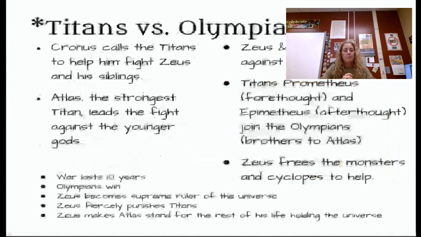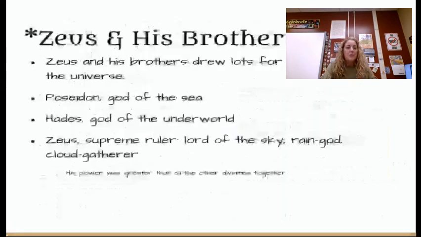So Zeus ends up becoming the supreme ruler of the universe, and he fiercely punishes the Titans. Zeus makes Atlas stand for the rest of his life, holding up the universe. So Zeus and his brothers draw lots for control of the universe. Zeus sits over them all, right? He is the supreme ruler, lord of the sky, rain god, cloud gatherer. His power is greater than everyone else's put together. And I guess it makes sense because he's the one who initiated this whole war to begin with, right? He was the leader from the beginning because he's the only one that survived, thanks to his mom, Rhea, saving him.